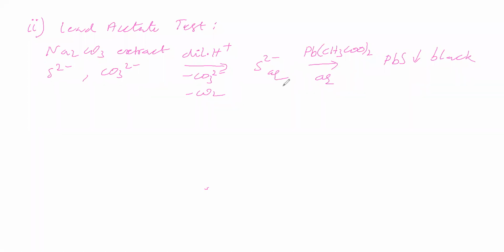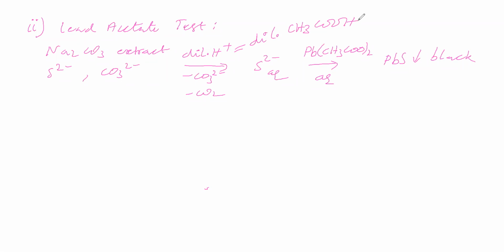So before adding lead acetate, we have to remove the carbonate. Otherwise, this carbonate with the lead becomes lead carbonate, a white precipitate. To avoid that, we remove carbonate first by adding dilute acid. What dilute acid can we add? As we discussed in sulfite, here also we add dilute acetic acid. We should not add dilute HCl, dilute sulfuric acid, or dilute nitric acid.